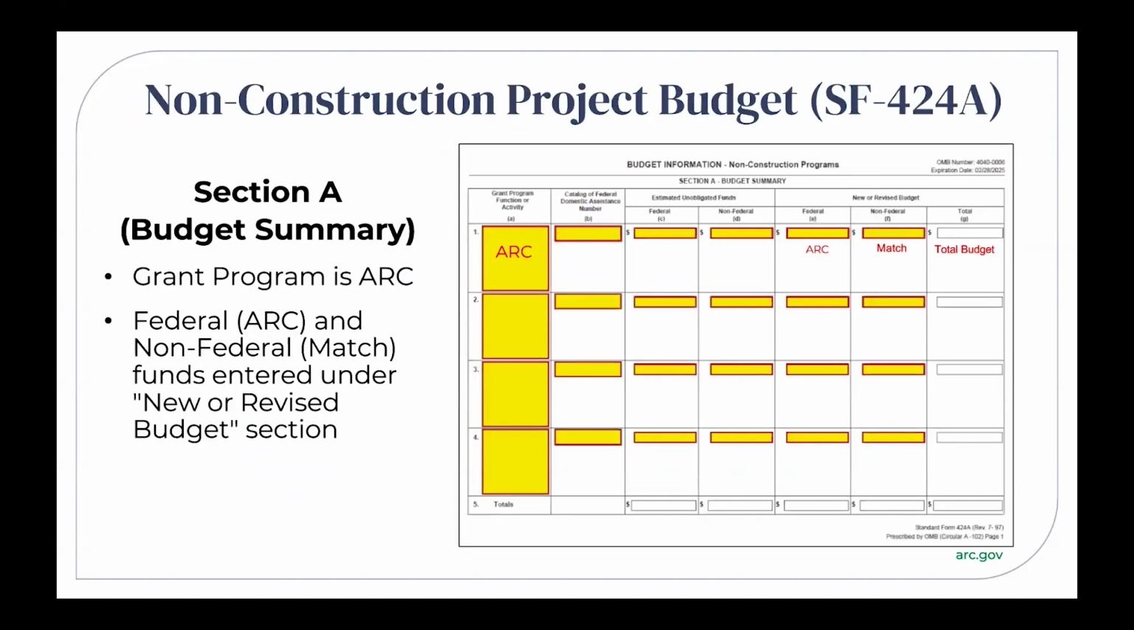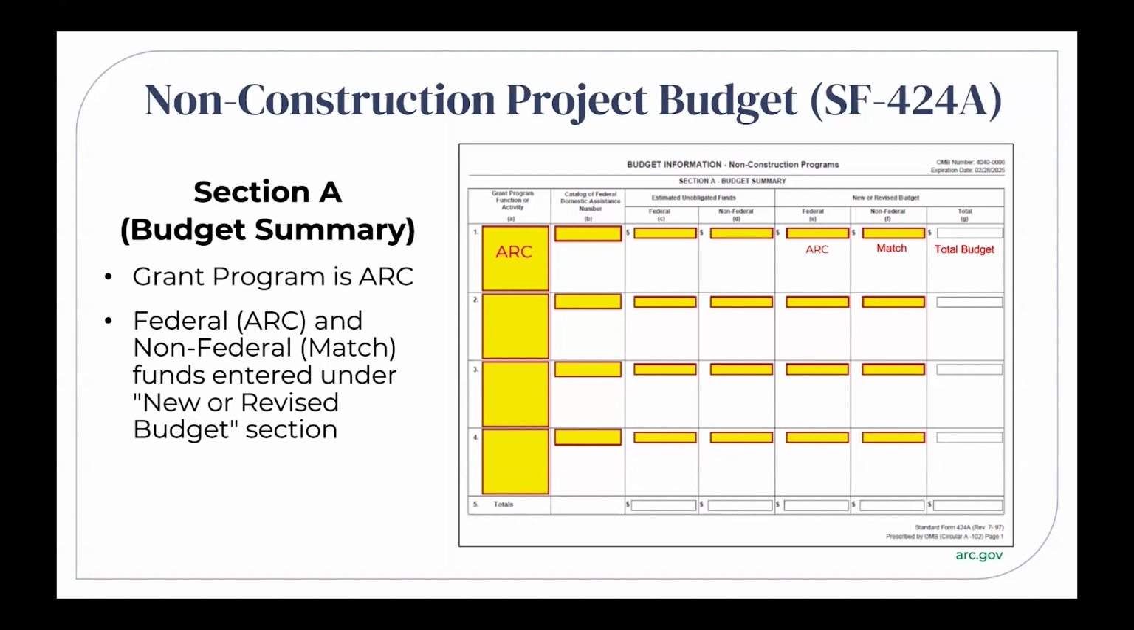Now let's move on to look at non-construction budget components. Here's the SF424A form, the non-construction budget form. The form has 3 pages. We will go through each of them. First is section A, the first page. The grant program on the left-hand side is ARC.